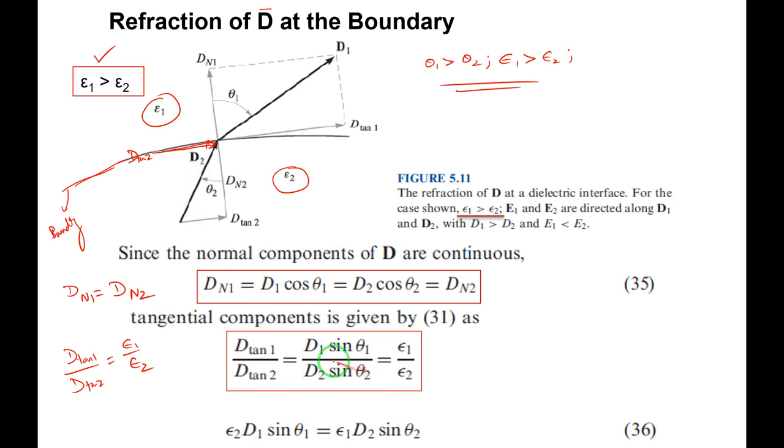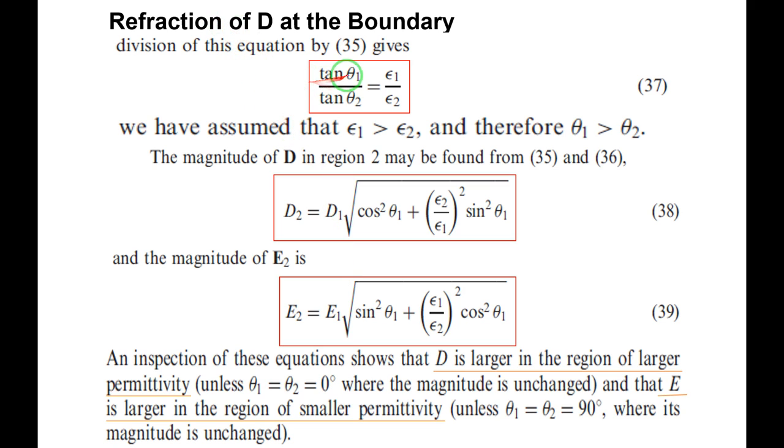Is it fine? Okay. Then cross multiply: epsilon 2 d1 sin theta 1 equals epsilon 1 d2 sin theta 2. Let me call the earlier one equation 35 and this one equation 36. Actually, 1 and 2 I should have called them. Then divide equation 36 by 35. So I will get tan theta 1 by tan theta 2 is equal to epsilon 1 by epsilon 2. But keep in mind that epsilon 1 is greater than epsilon 2, right?